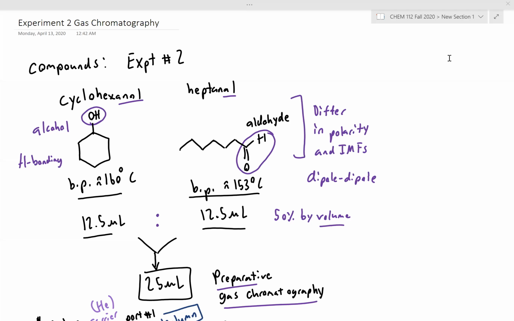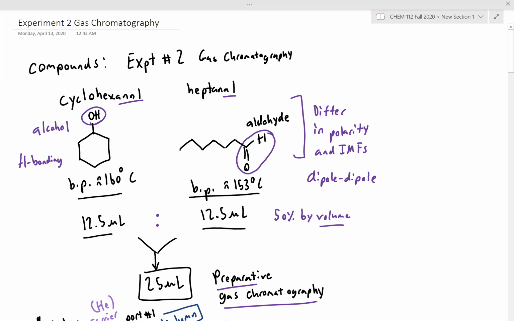Okay, so in today's experiment, we're going to be looking at experiment 2, which is focused on gas chromatography. Now, gas chromatography is a really powerful technique for separating mixtures of volatile compounds. So in this experiment, one of the first separations that we're going to be looking at is the separation of cyclohexanol and heptanol, shown here.